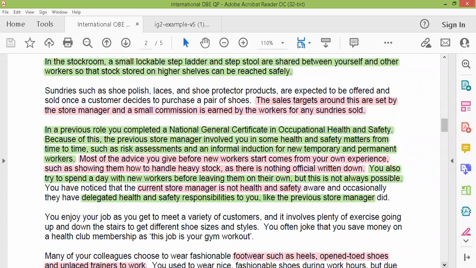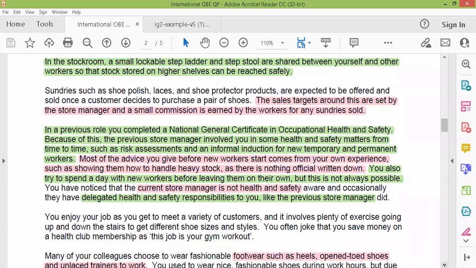So this is not a sufficient induction. We need to inform the worker about health and safety policy, risk assessment, and emergency procedures. We already studied this in element number 3. Check that induction training. You also try to spend a day with the new workers before leaving them on their own, but this is not always possible. This is a positive point that you spend one day, but it is not always possible.